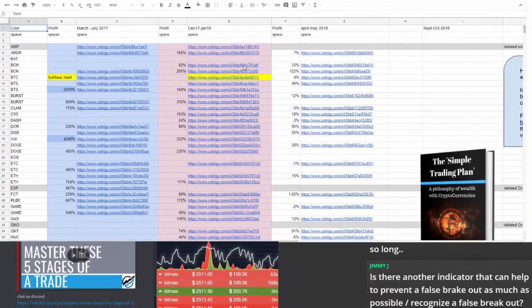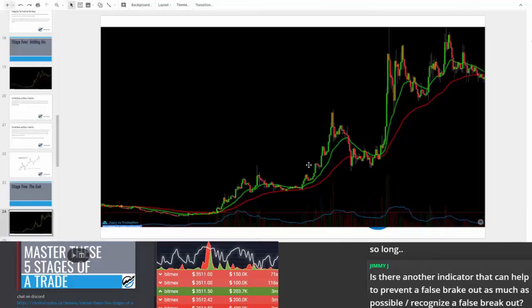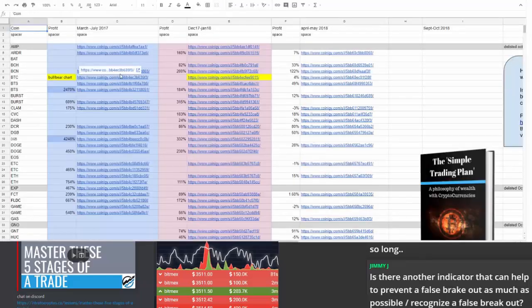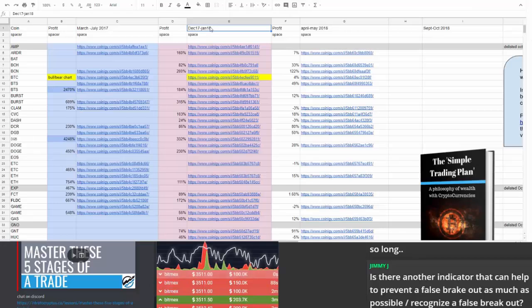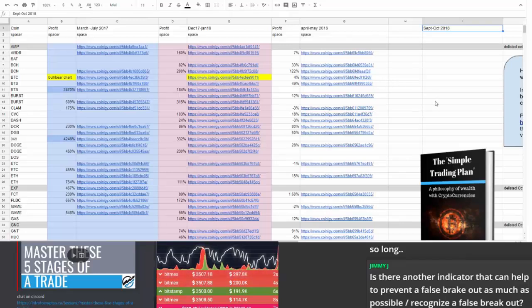Here's our bull market mega study. The reason I want to bring this in is that we're looking for top formations and when we're getting out of trades. And all of these different bull markets from March to July of 2017, December to January of 17-18, and April to May of 2018, and now we have September and October of 2018. Each one of these little bits of a bull market was less and less powerful.